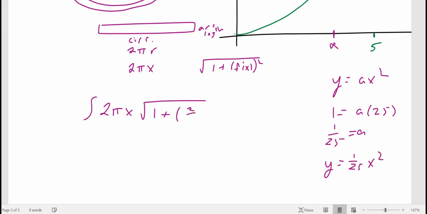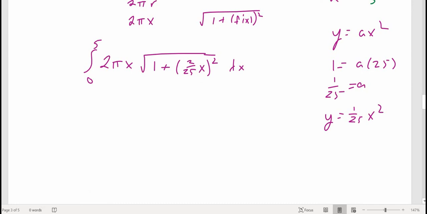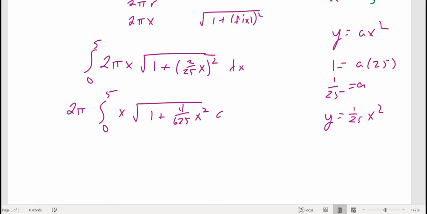So the derivative is 2/25 x, we'll square that, and then we're going to integrate all the way from 0 to 5, because since we're doing it with respect to x, we've got to go all the way from here over to the 5. Now, simplifying a little bit, I'm going to go ahead and pull that 2 pi out. From 0 to 5, that's going to be the square root of 1 plus 4 over 625 x squared dx.